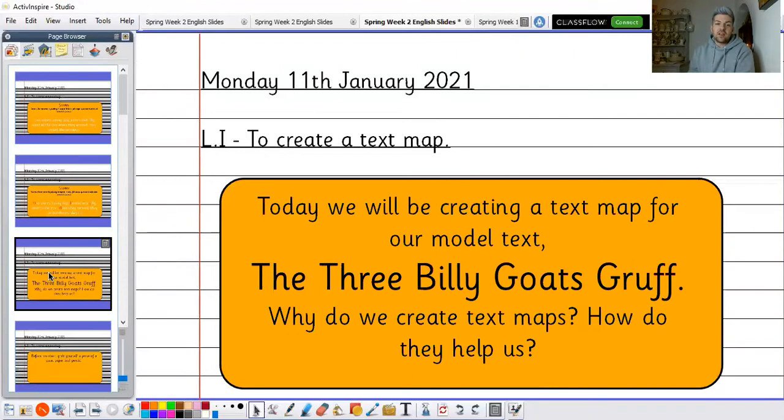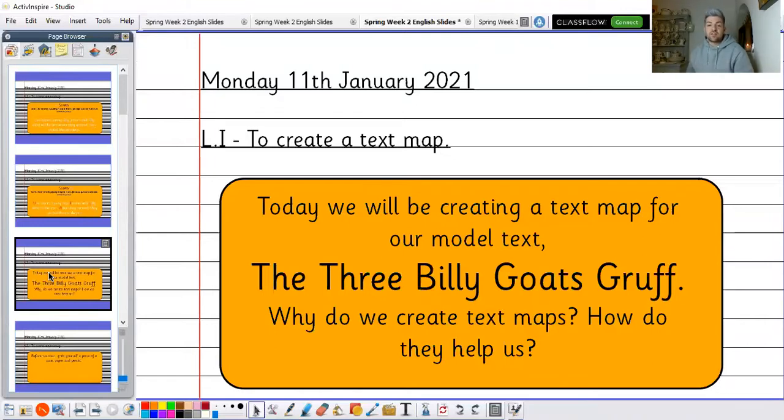Our learning intention today is to create a text map. Before we start, I want you to think to yourself: what is a text map? Why do we create text maps? How do they help us in school? What do we usually use them for? Pause the video and have a think about that now.